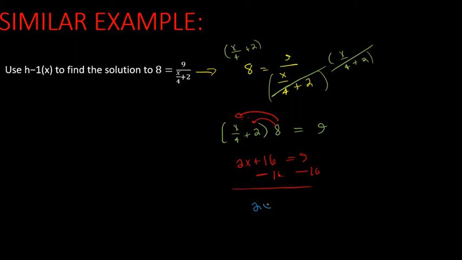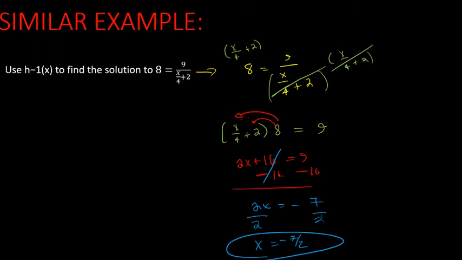I get 2x. My 16s cancel out. 9 minus 16 is -7. -7 divided by 2, I get that x equals -7 over 2. Alright, so you can approach yours a similar way.